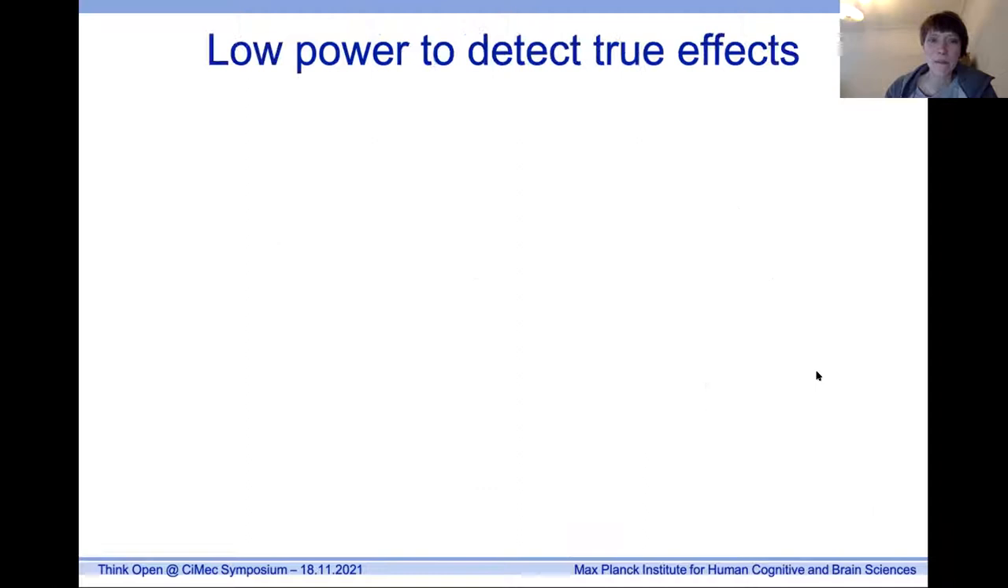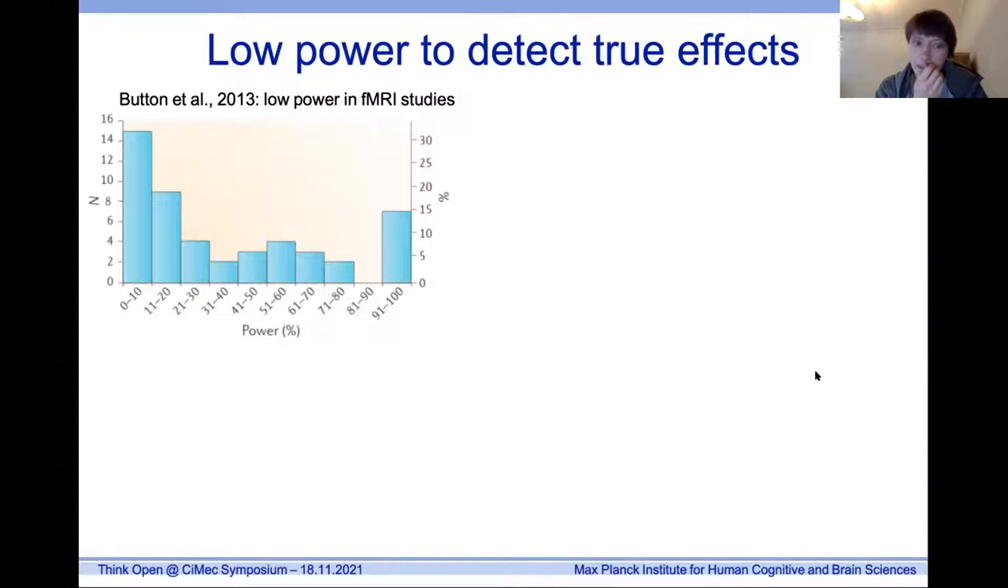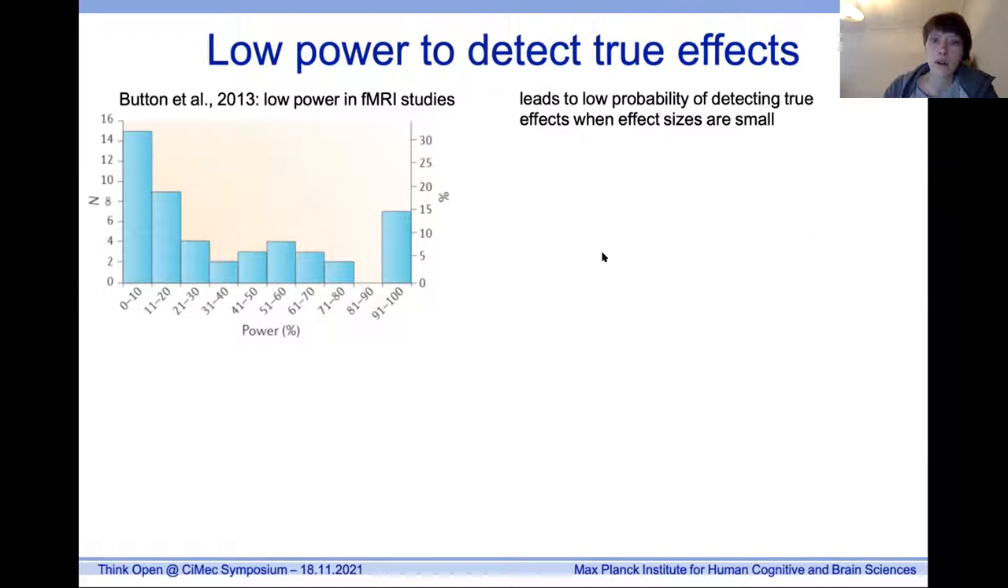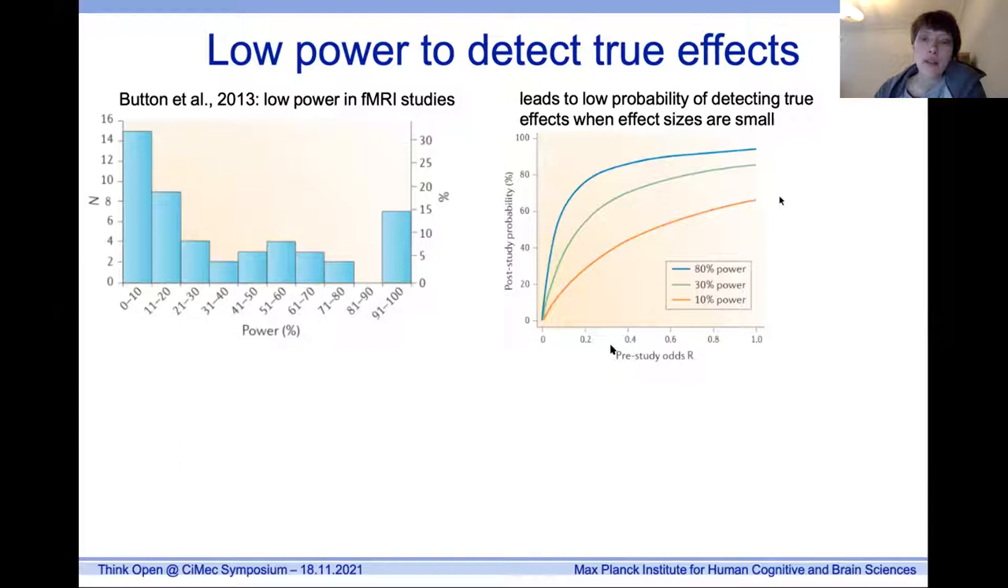And now when considering neuroimaging, there was this study I briefly mentioned showing that there's pretty low power in fMRI studies, with a median power of 20% at the time. So, I mean, this is 10 years ago, but still. And this low power also leads to a low probability of detecting a true effect when the effect sizes that we expect in a field are actually small. So there's another figure from this publication. And this pre-study odds is a measure of the effect size you would find typical in your field. And for fMRI, I would say that we range between small and medium effect sizes, so maybe between 0.2 and 0.4.